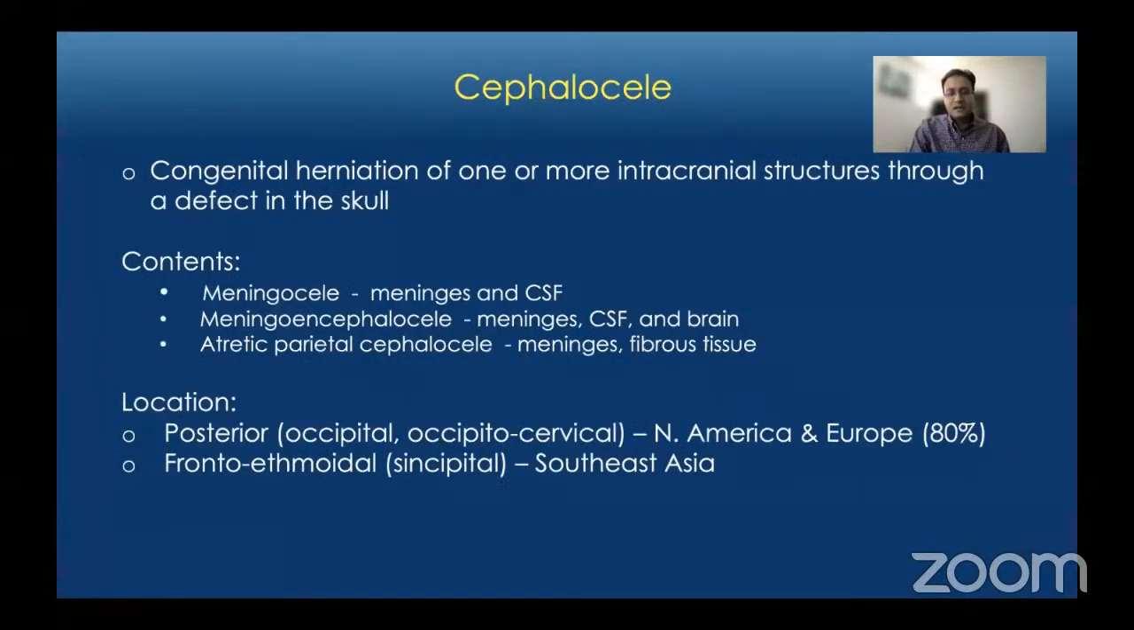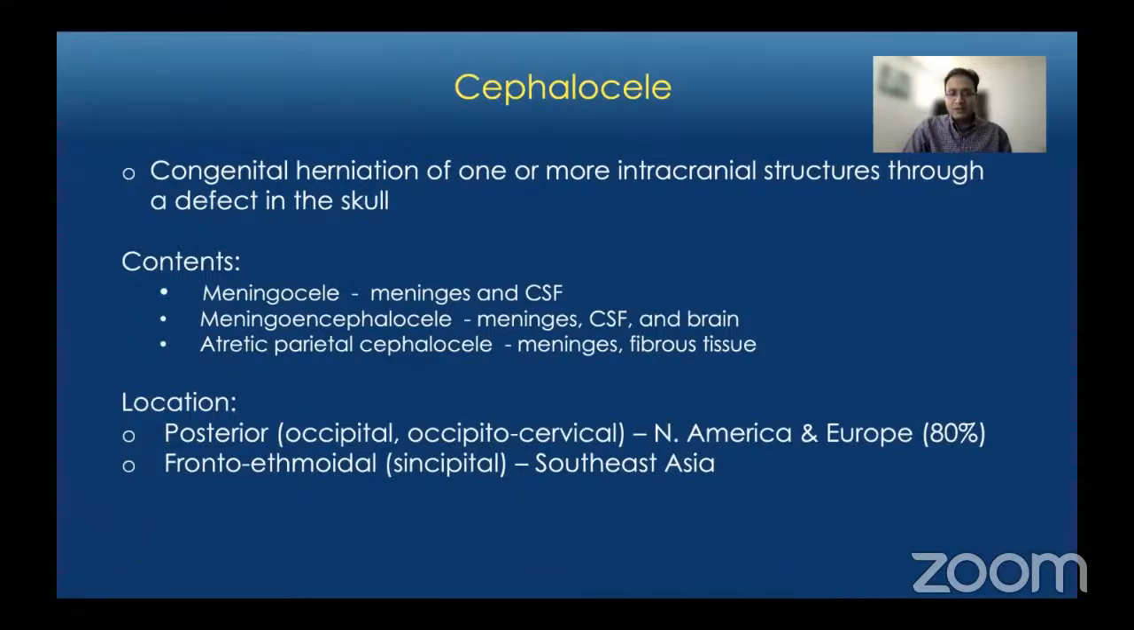So cephalocele is congenital herniation of one or more intracranial structures through a defect in the skull. And depending on the contents, it could be a meningocele, which contains meninges and CSF, meningoencephalocele, or simply encephalocele, which contains meninges, CSF, and brain parenchyma. Cephalocele is a more general term, which includes both meningoceles and meningoencephalocele. And then there is a variation of cephalocele, which is called atretic parietal cephalocele, which is typically seen in the midline high parietal region and is characterized by herniation of meninges and some fibrous or dysplastic tissue.